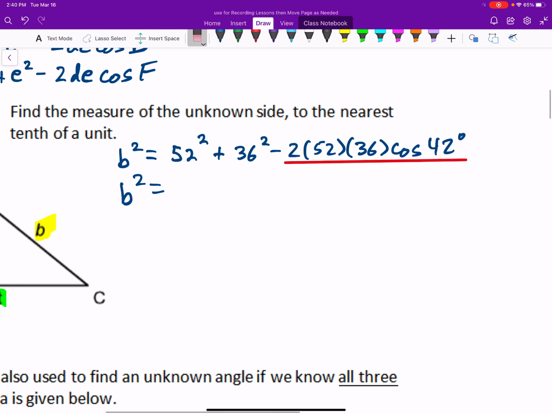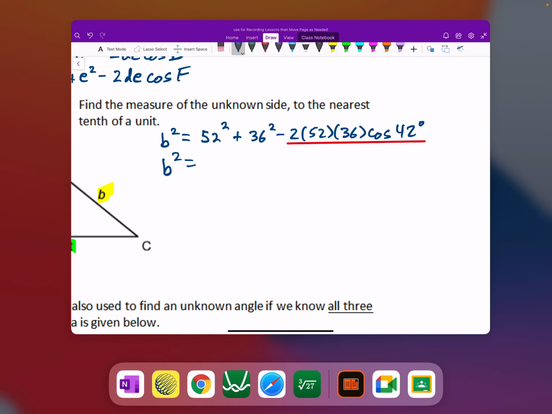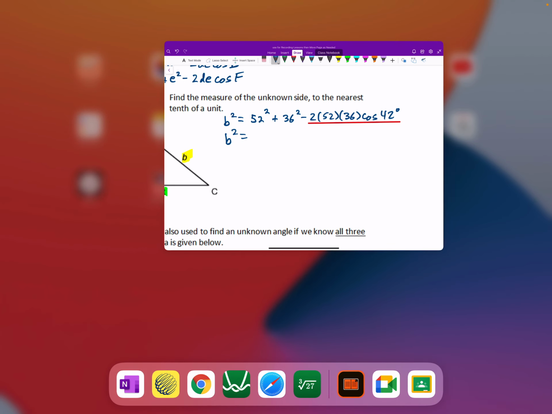If you want to type this in stages, just make sure you do that whole part that I've underlined in red before you subtract. But what's even better is to just type it all in your calculator at once.